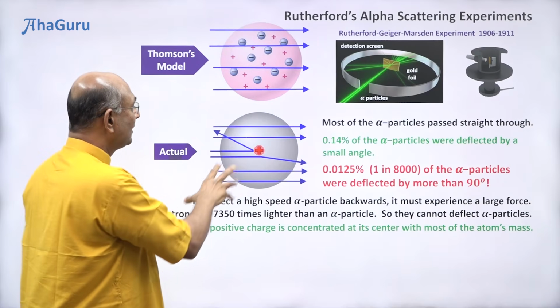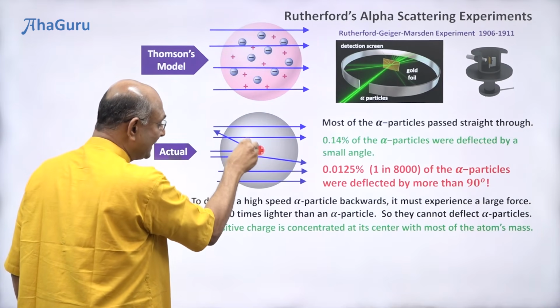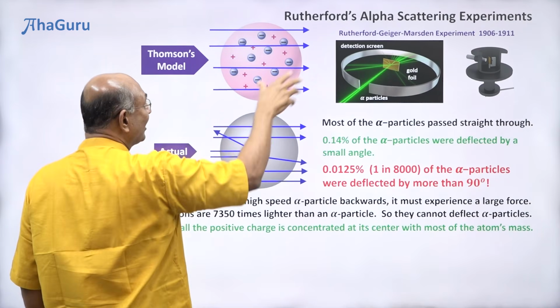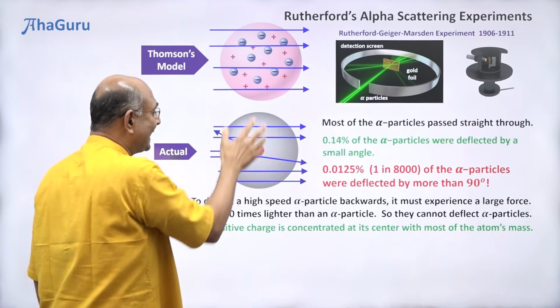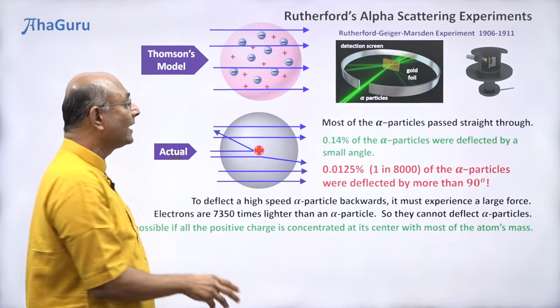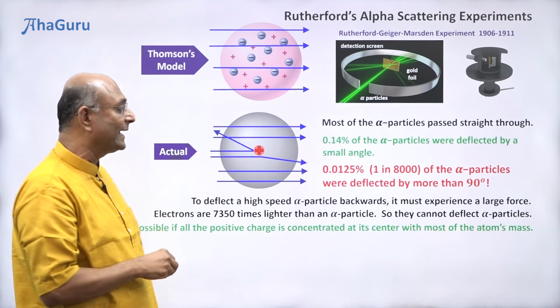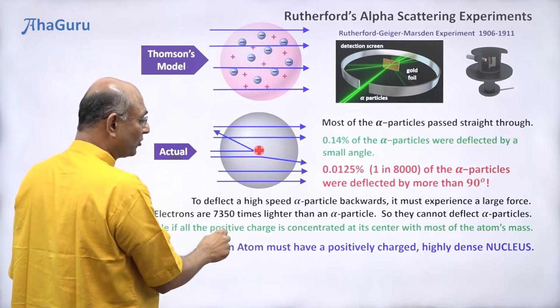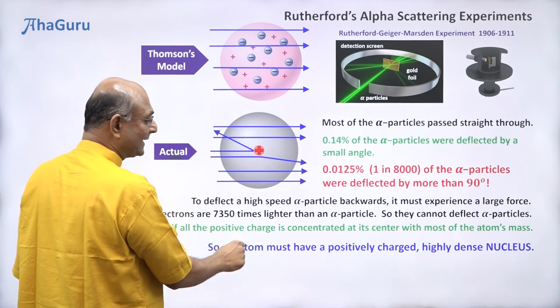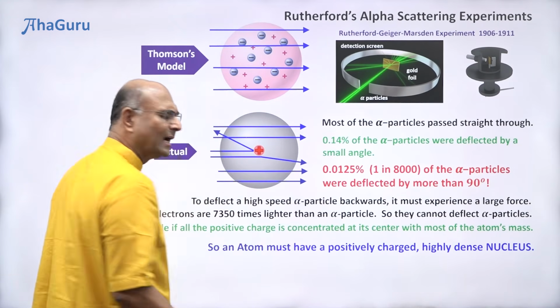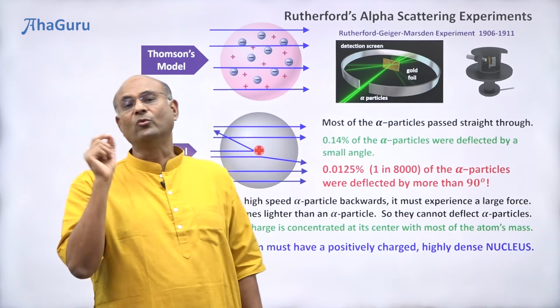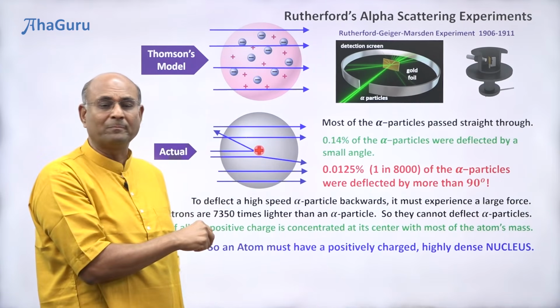So two things. The entire positive charge must be sitting at the center, concentrated, not distributed across the atom like what Thomson said. And most of the atom's mass must also be sitting there. So Rutherford came up with the idea that the atom must have a positively charged, highly dense nucleus.